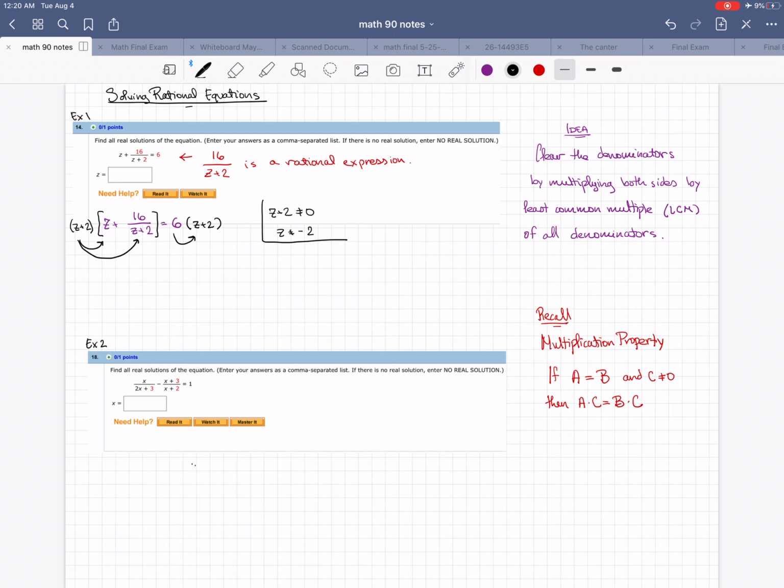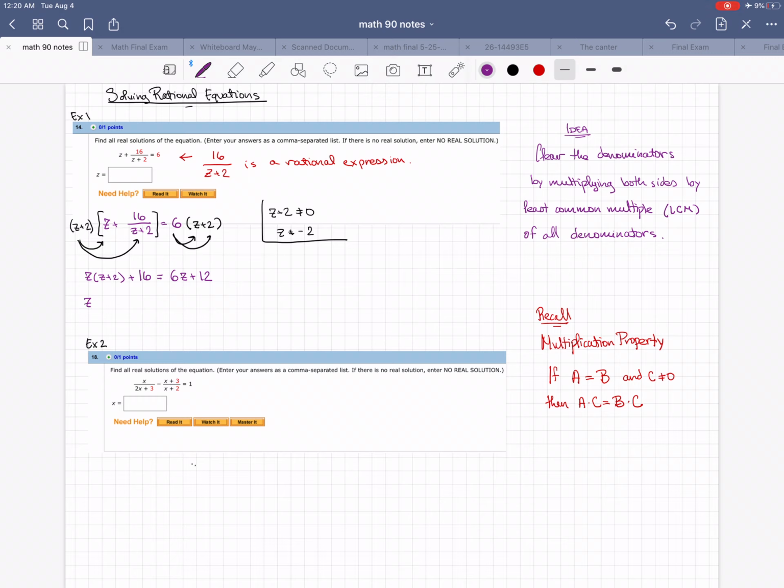Distributive property never sleeps. So we have z times z plus 2. Nothing reduces in that first product. In the second product, the z plus 2's reduce, so we're just left with 16. And then on the right, there's nothing to reduce with, so we just distribute through.